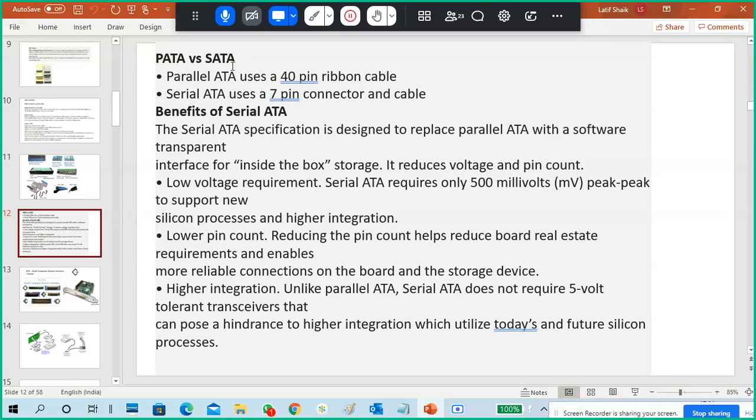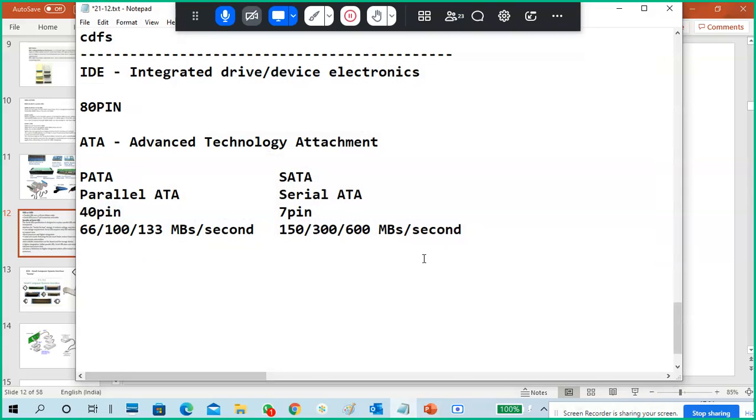So here it is PATA versus SATA, and a lot of other information is also there. So we can go for it. It consumes less power than PATA and, of course, is faster.